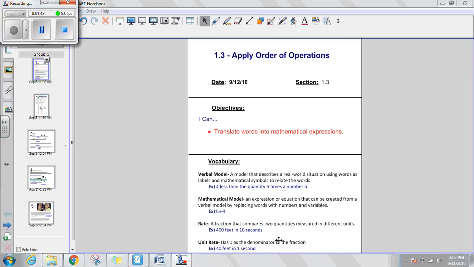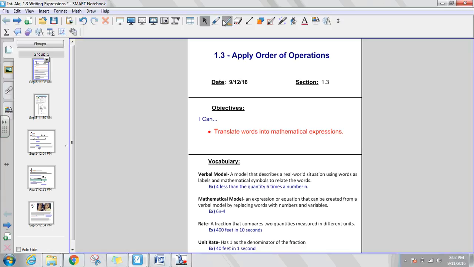Unit rate, very similar, except that it has 1 as the denominator of the fraction. So that's super important. Make sure that you remember that it has 1 as the denominator. So if we were to change 400 feet in 10 seconds to a unit rate, we'd write 40 feet in 1 second. So we would just reduce our fraction.